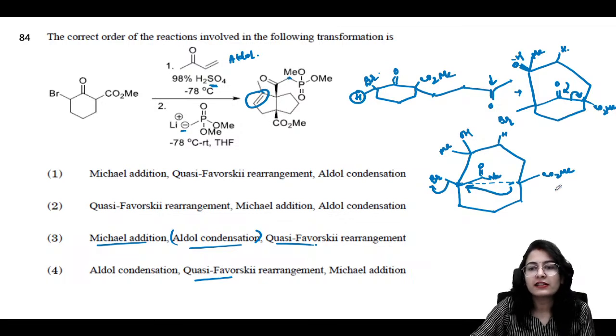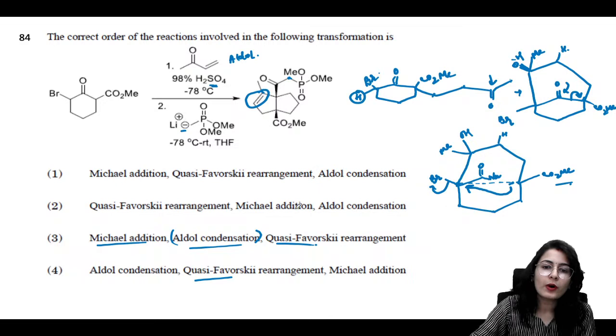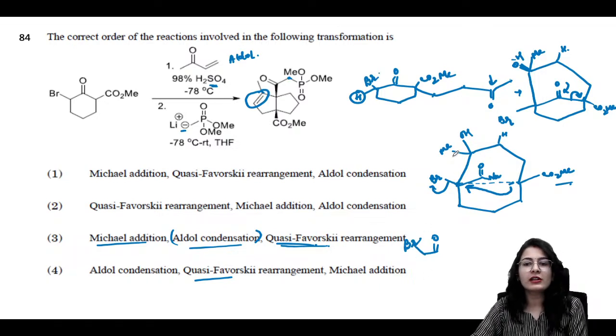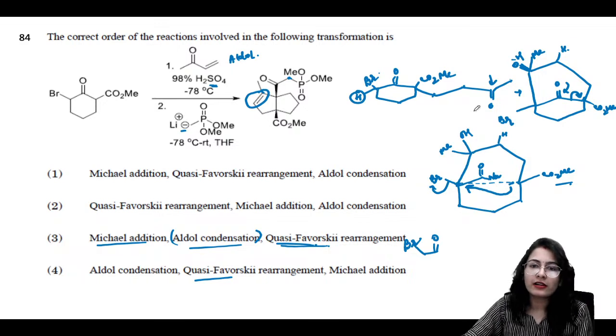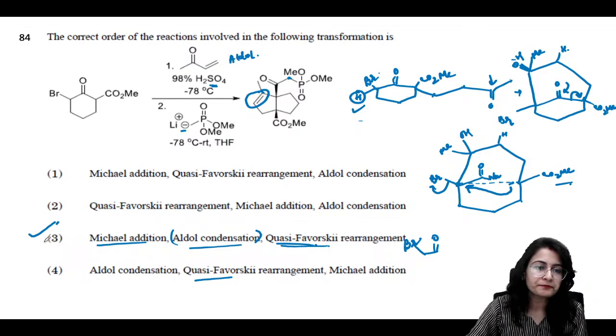And the other side is ester. So for quasi-Favorsky we need this: CO with Br at the alpha position. This is only possible if we are doing aldol reaction from this side. Okay, so 3 is the correct answer. Michael followed by aldol followed by quasi-Favorsky.